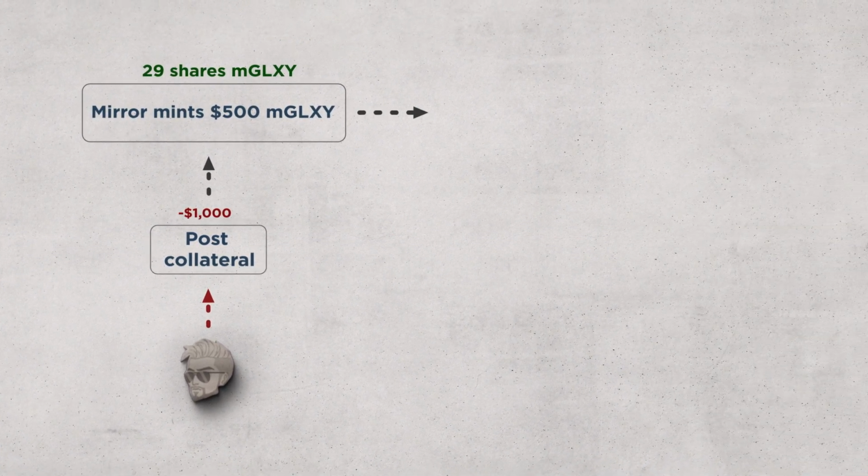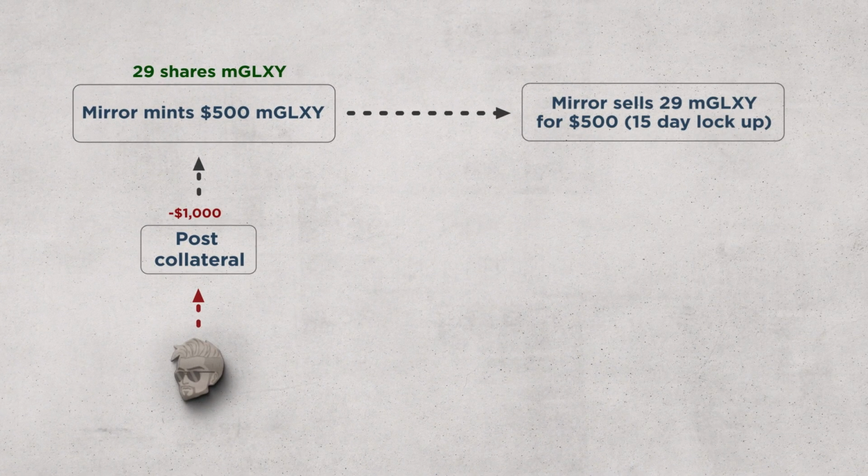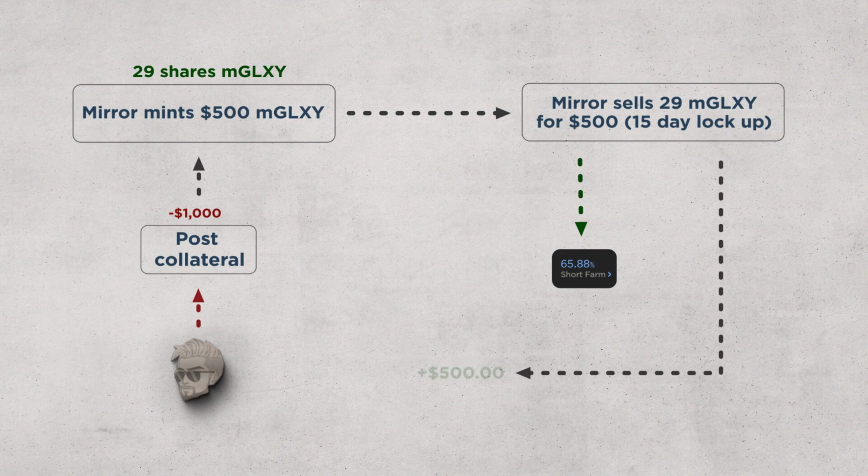It'll immediately sell those shares back to the open market for around $500, which is yours to keep after a 15-day locking period. In the meantime, you will automatically be entered into the short farm, earning that short farm yield until you decide to close your position. After 15 days, you receive the locked $500 from the sold shares, and this will be the state of affairs until you decide to close your position.